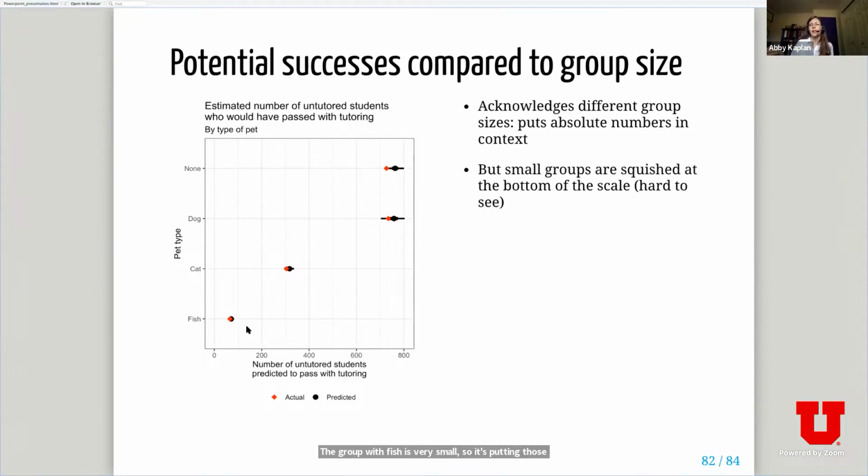The disadvantage, of course, is that if you have groups of very different sizes, the small groups are going to get squashed down at the bottom of the scale, and it's kind of hard to see whether fish owners were helped because so much of the real estate is taken up by the size of the non-group. So again, depending on what your stakeholders care about, you may want to show just counts or comparison to group size.